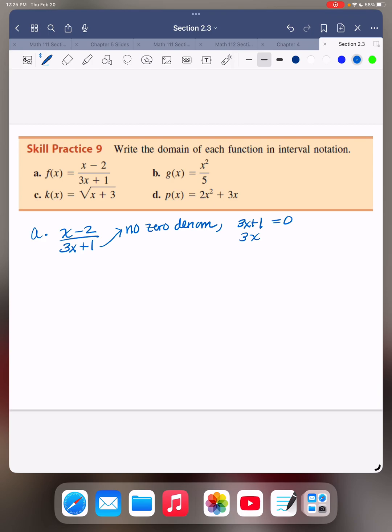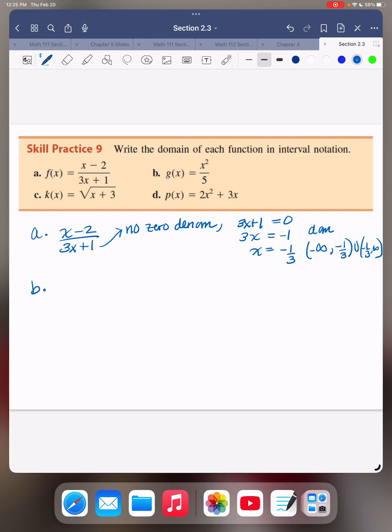So if we do this, we find that it is at a value of x equal to negative 1/3 that would cause this denominator to become 0. So this means that my domain for A is negative infinity up to negative 1/3, with that negative 1/3 not included, so parenthesis, pick back up at negative 1/3 and proceed to infinity.